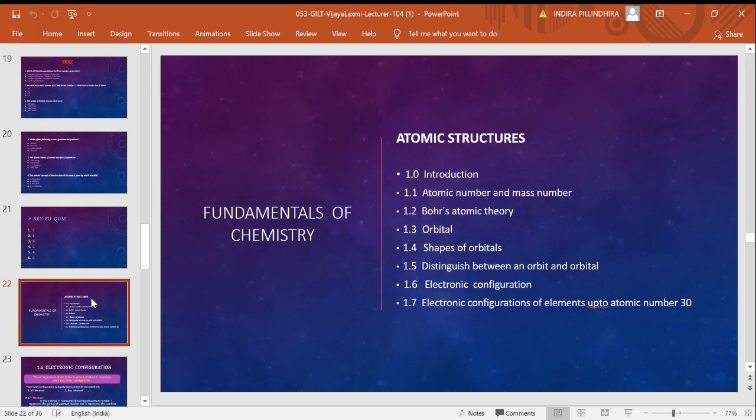That is fundamentals of atomic structure, where we will start from here. The orbit, the shapes of the orbitals, distinguish between orbit and orbitals, electronic configuration, and electronic configuration of the elements up to atomic number 30, that is zinc. Okay, so we will move to the next slide.